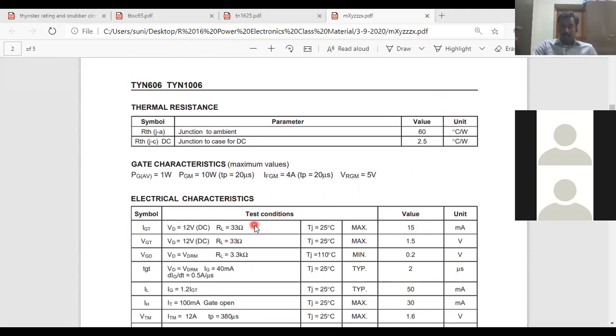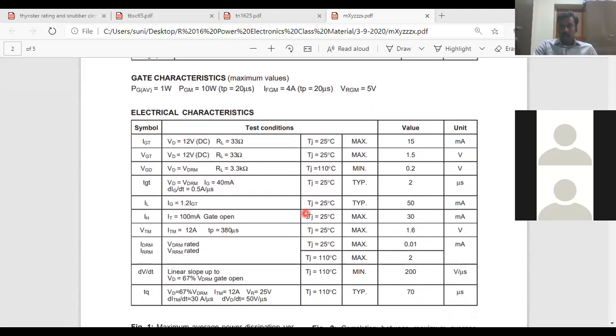gate on-state gate requirements, voltages, currents. All these are going to be these here.